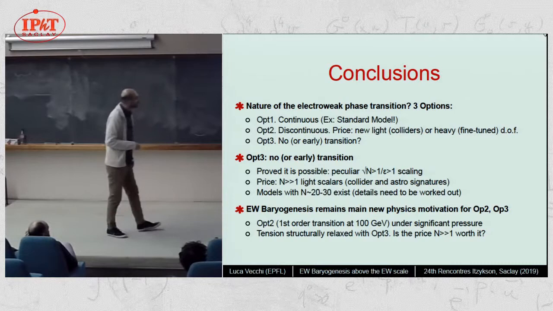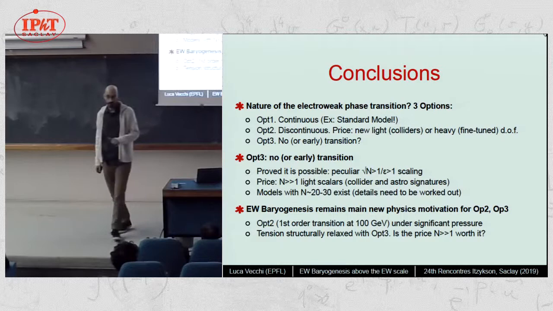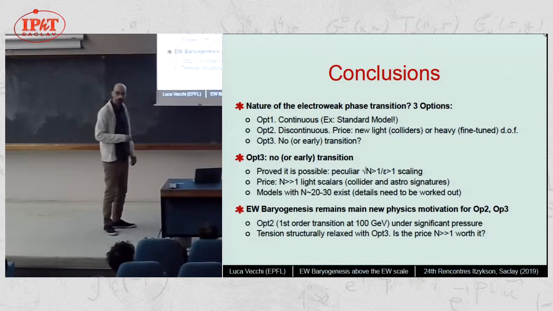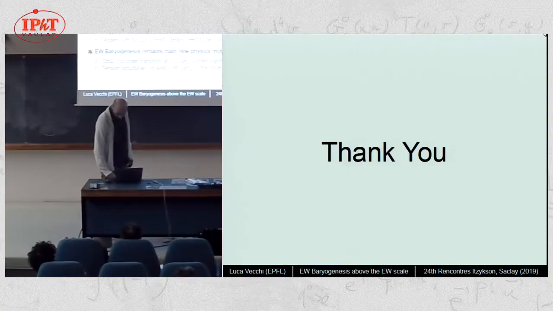And so option two, which is the standard way to approach electroweak baryogenesis, so you have a first order phase transition at around the weak scale, this is under incredible pressure, as we have seen. Collider, EDM of the electron in particular, flavor violation, and so on. So to us, the best option is really to adopt option three, and therefore move the electroweak phase transition up to higher scales. So the question is, is it worth to have N scalars to do that? I'll let you answer that question. And I thank you.